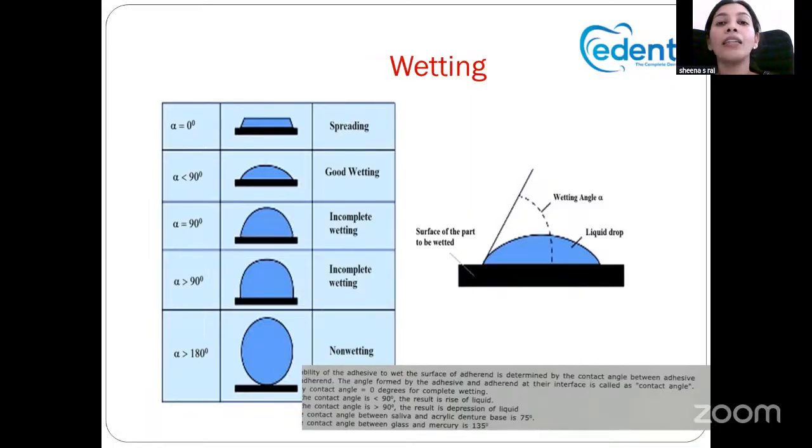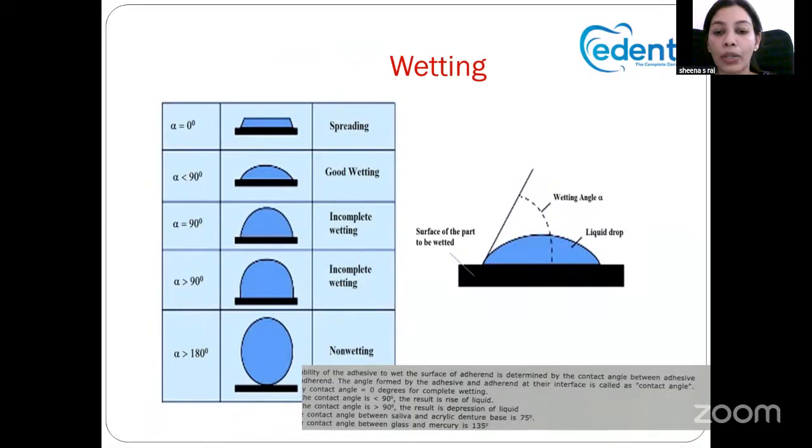Another question being asked is, what is the contact angle between saliva and acrylic denture base? It is 75°. Please keep this in mind. And what is the contact angle between glass and mercury? It is 135°. So this is based on wetting. You need to know what the contact angle is and the difference between the various angles. So please keep in mind, zero is complete wetting, 180 means non-wetting taking place.